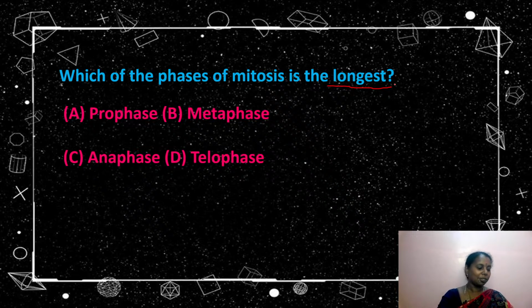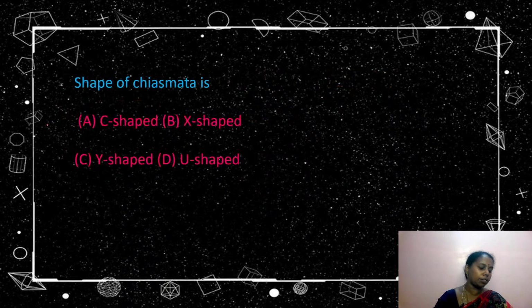Let us prepare. Yes, it is A. Longest phase is prophase, as you all know. Shortest phase is anaphase. Okay. So it is prophase. Very correct answer, children. Many of you answered very correctly.